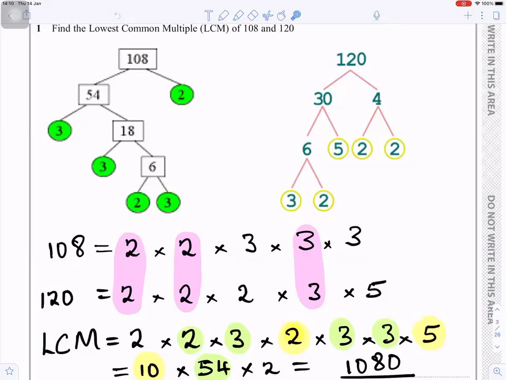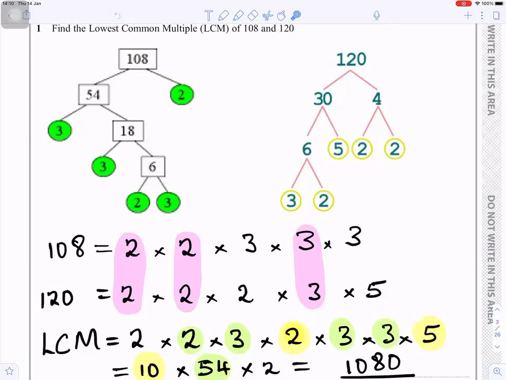We do a factor tree for 120. So 120 is the same as 30 times 4. And we can break down 30 as 6 times 5, where 5 is a prime number, and we can break 6 as 3 times 2. So we can write 120 as 2 times 2 times 2 times 3 times 5.